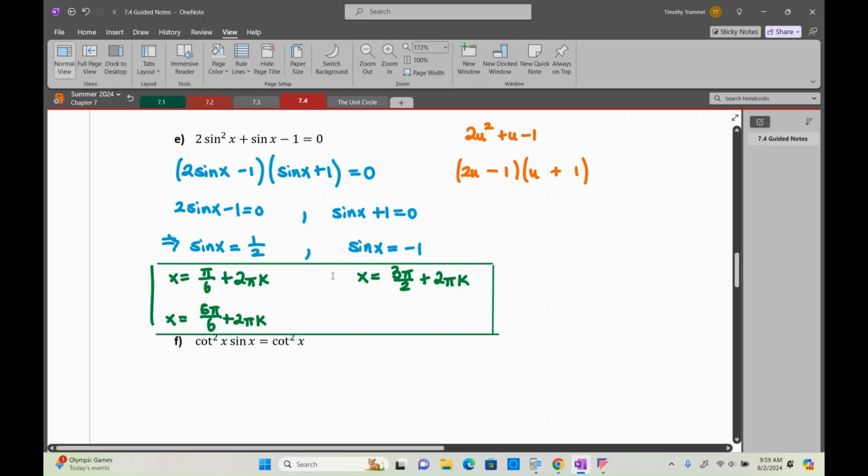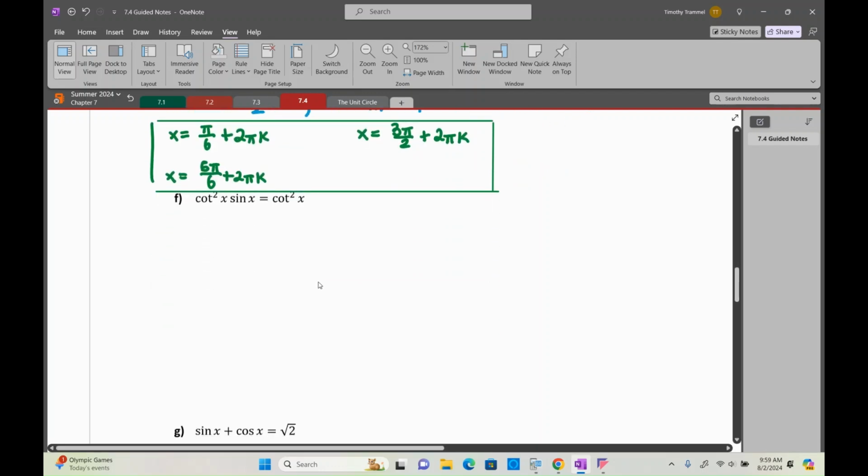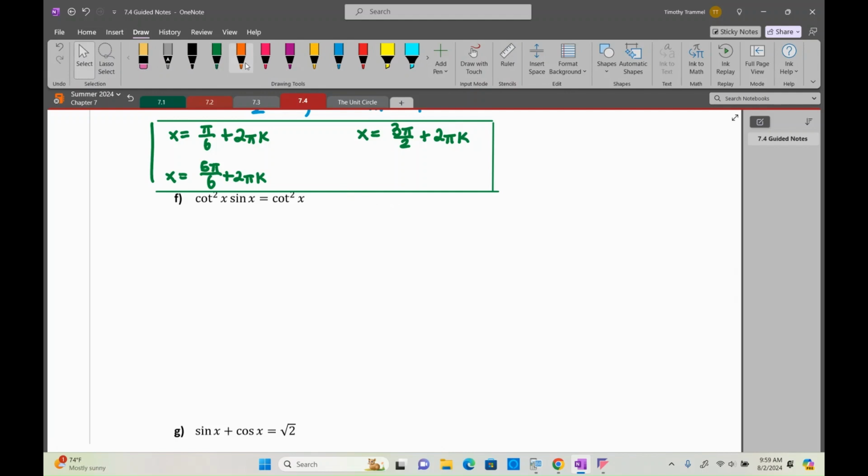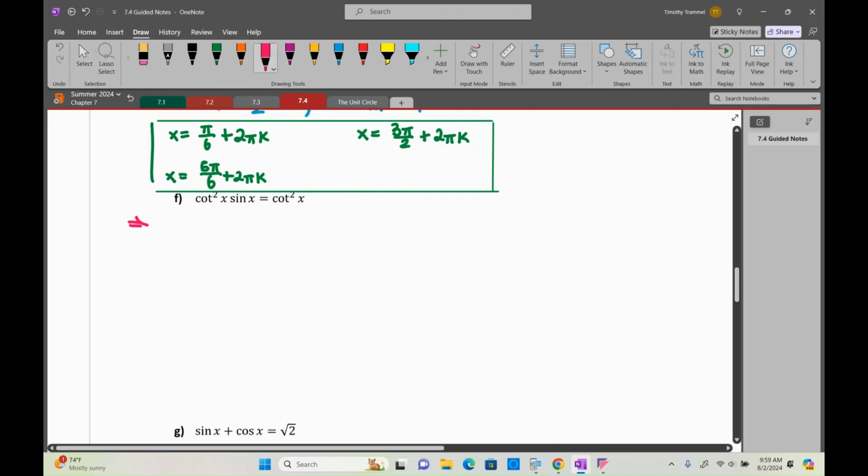I see that there is a term that pops up twice here. It's that cotangent squared. So what I'm going to have us do with this first is get those cotangent squareds on the same side of the equation. In other words, I'm going to subtract cotangent squared x on each side of the equation. And now I have this common factor of cotangent squared that I can factor out.